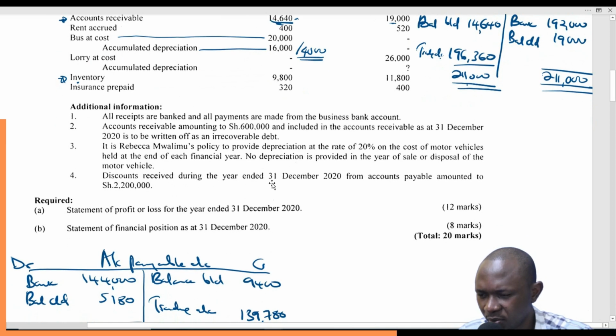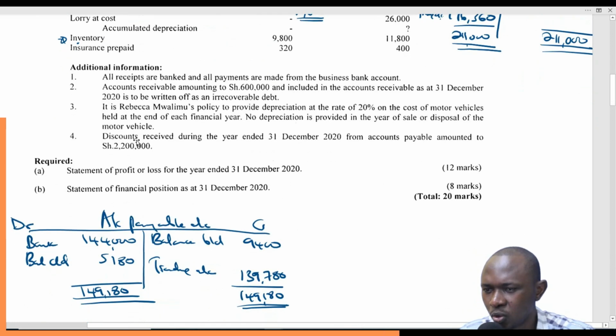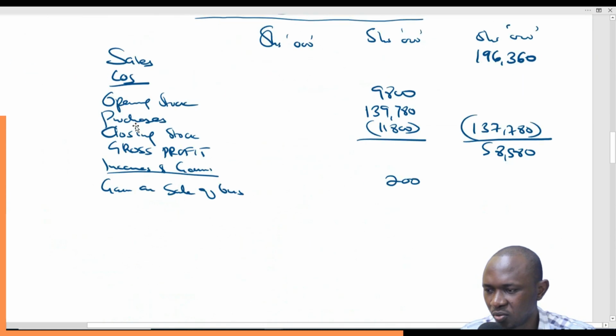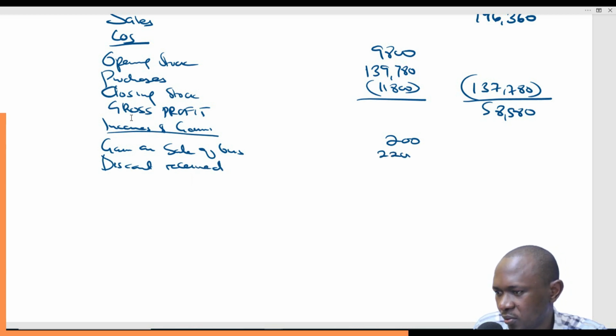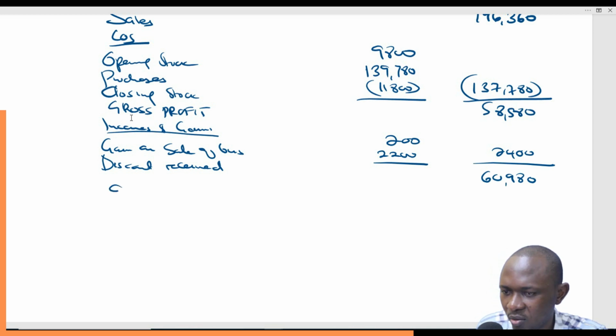Yes, discount received during the year from accounts payable amounted to 2.2. Remember, these zeros have not been restricted, so we'll have to restrict them. So discount received 2,200. We simply come here, discount received 2,200. This gives us 2,400. We add this, we'll get 6,980. Good.